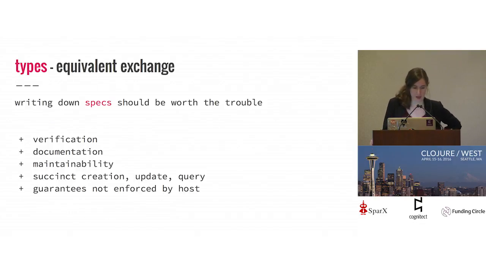So to summarize, I think types should be an equivalent exchange. I'm making you write down a spec, and it should be worth your trouble. It should give you things back in return. And spec-tacular gives you a lot of things back in return. Verification, static, runtime verification, great. It's documentation. You can hand your spec file to someone, and they know exactly what's on your database. It's declarative. They can just look at it, read, now I know exactly what your entities are, which also makes it maintainable, right?